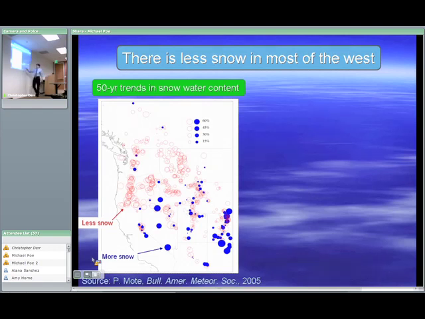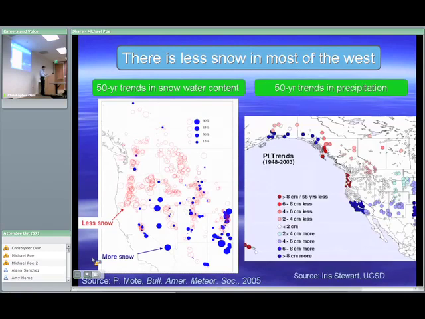In parts of the southern west, there's actually more snow. And I'll show you actually that the increases in snow, and this is snow on the ground, not snowfall, the increases in snow occur in regions where there's more precipitation. This is trends in precipitation. In the southern part of the west, there's been more precipitation, consistent with there being more snow. In most of the regions where there's less snow, there's actually no significant trend in precipitation. So the interpretation is that the reduction in snow is a consequence of warming.